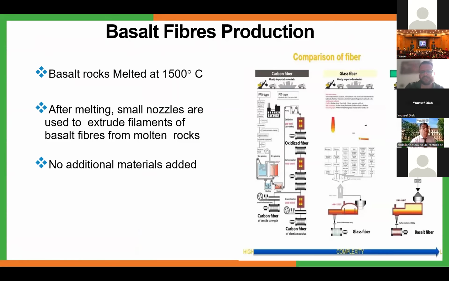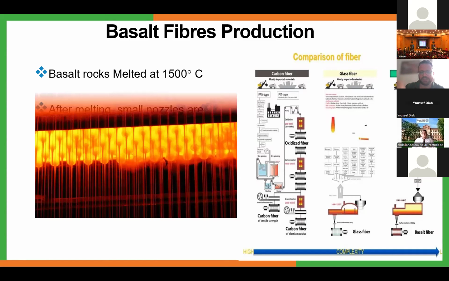So what is the solution? It's basically the use of basalt fiber reinforced polymer. The basalt fiber reinforced polymer is a material where we take the basalt and melt it at 1,500 degrees, and we put it in the nozzles, and through these nozzles you will have a fiber.